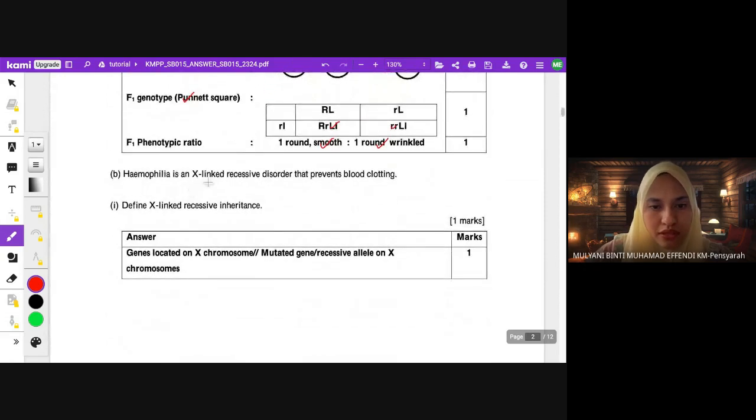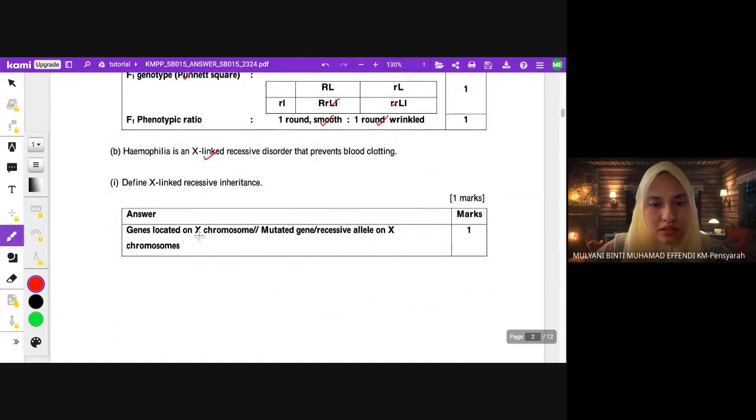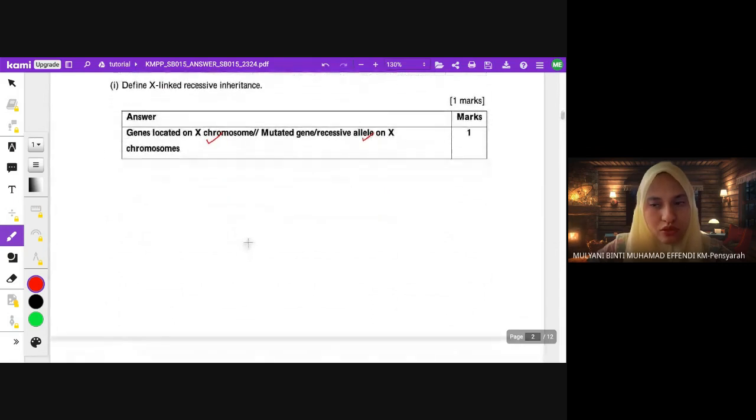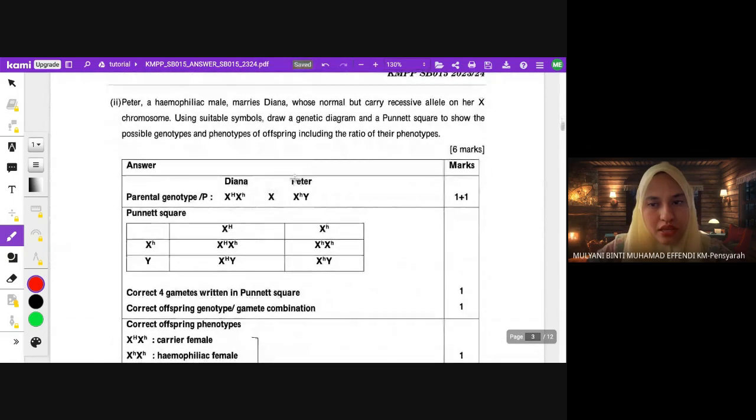Okay, so hemophilia is an X-linked ataupun sex-linked recessive disorder that prevents blood clotting. Okay, so define X-linked. So answer adalah genes that is located on the X chromosome ataupun recessive allele on X chromosome. So itu jawapannya. So next, apa dia tanya pula?